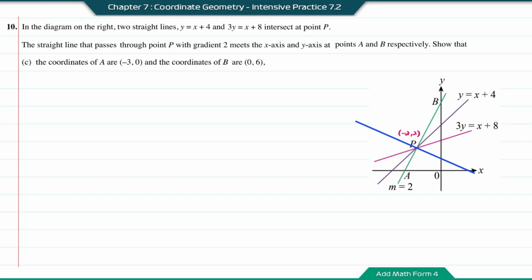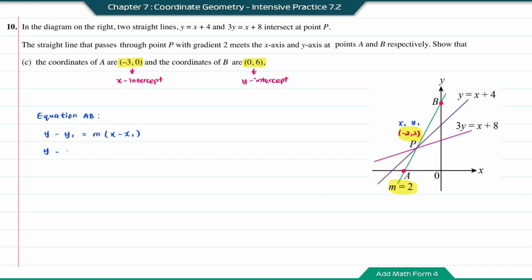Question C. Show that the coordinates of A are negative 3, 0 and the coordinates of B are 0, 6. So here the point A is the x-intercept and the point B is the y-intercept. We know that the gradient AB is equal to 2 and the straight line AB passes through the point P with the coordinates negative 2, 2. So we're going to use this information to find the equation of AB.